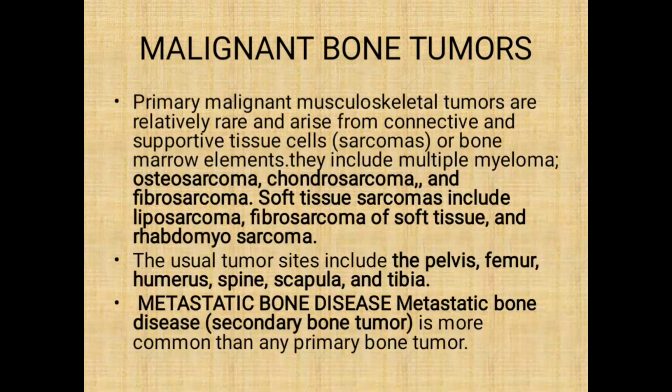So we also have soft tissue sarcomas, which include liposarcoma, fibrosarcoma of the soft tissue and rhabdomyosarcoma. So the usual tumor sites include the pelvis, the femur, the humerus, the spine, the scapula and the tibia. So those are the areas where we have tumors or cancers most of the time. So metastatic bone disease is more common than any primary bone tumor.